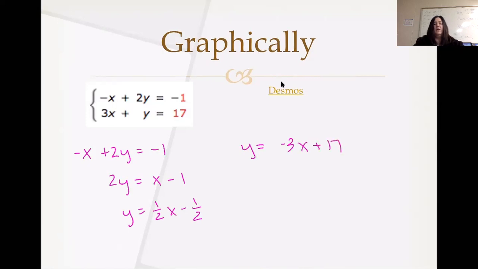So if you go to Desmos, and I'm going to stop share on this screen, and we're going to go to Desmos. Desmos will allow you to graph them and then find their intersection point. So you want to go to the Desmos graphing calculator. And again, if you have a graphing calculator, you can do it on there as well. You do not have to use Desmos.